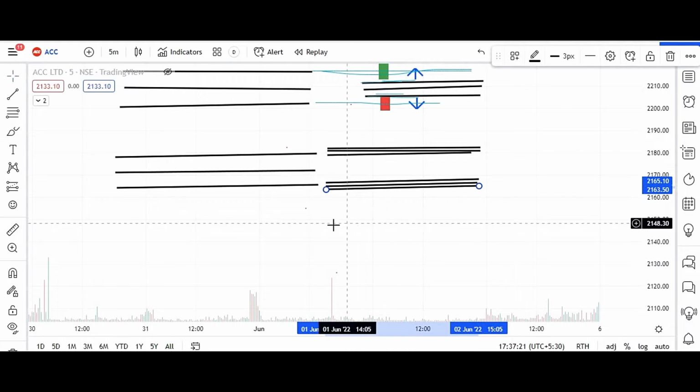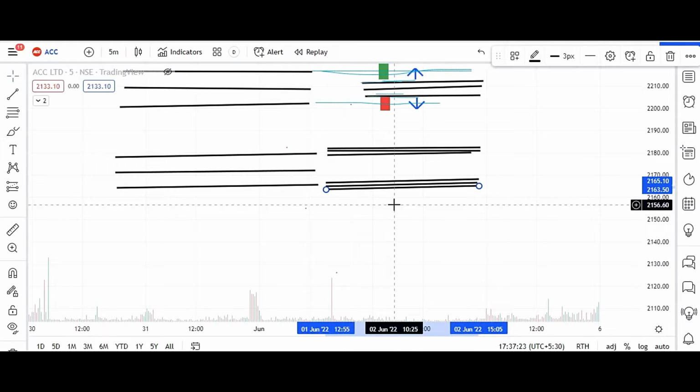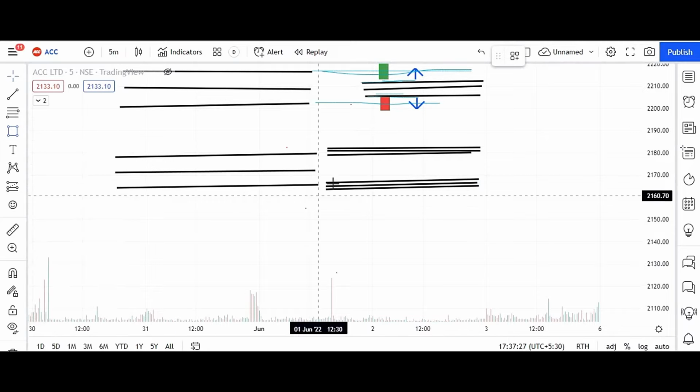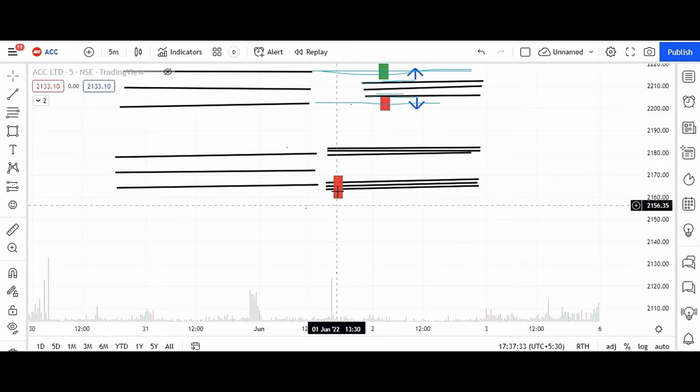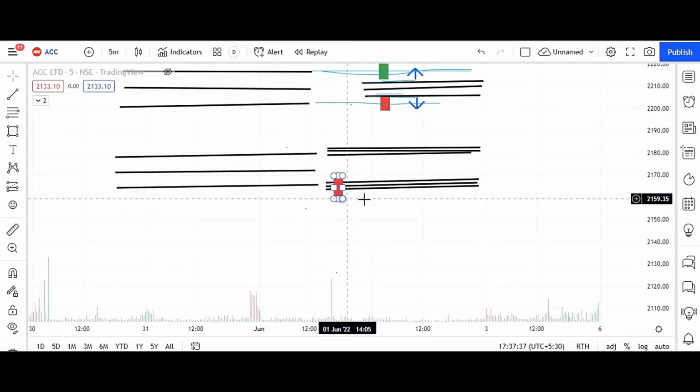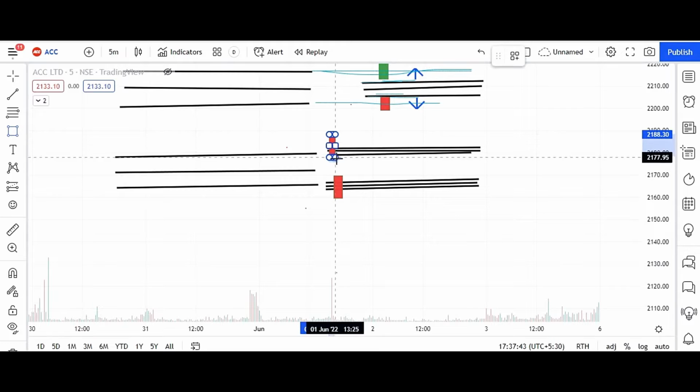So in this scenario, we wait for the breakout of the current day CPR like this, and we wait for the candle closing. It should be a 5 minute candle. Don't go beyond 5 minutes. We wait the same way on the buy side.